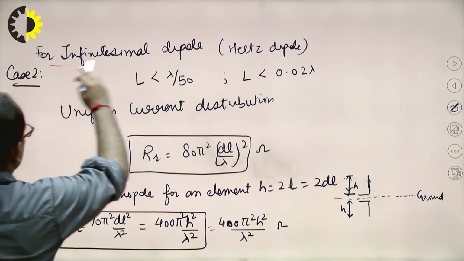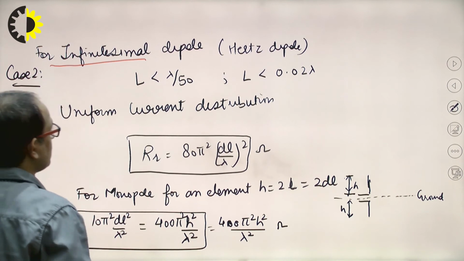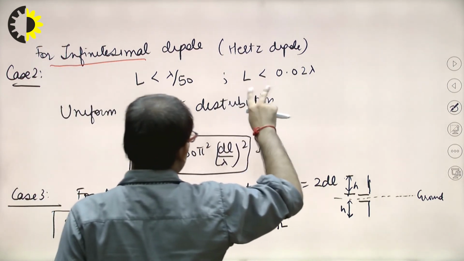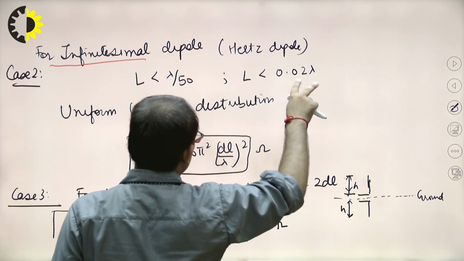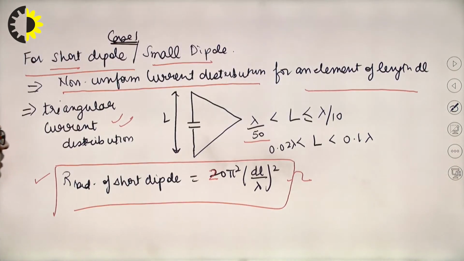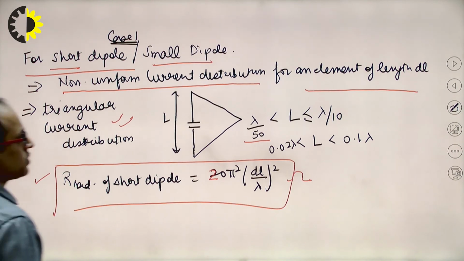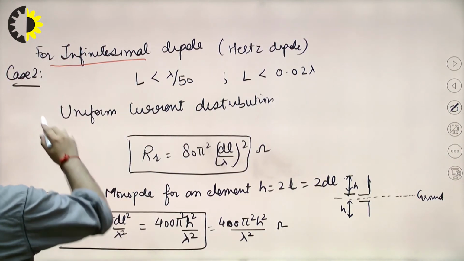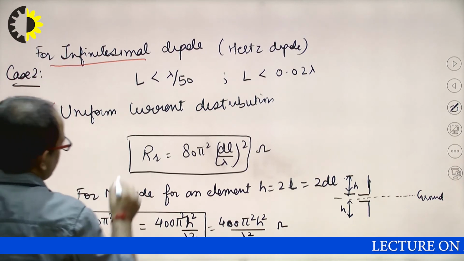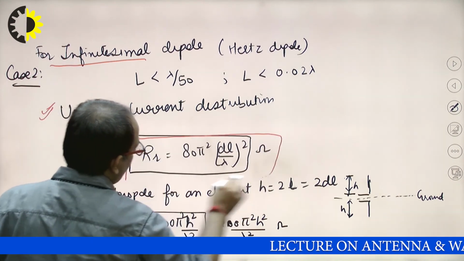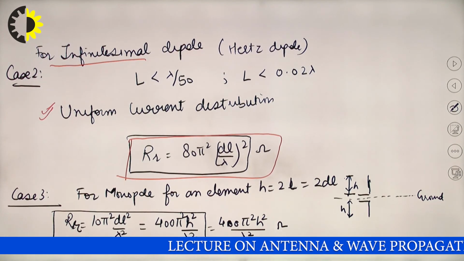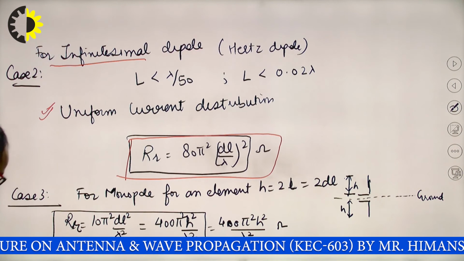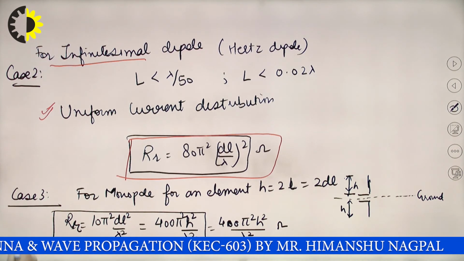Now the second case is the infinitesimal dipole. If the length is even less than lambda by 50, that is L less than 0.02 lambda, then there will be a uniform current distribution, and in that case radiation resistance is equal to 80 pi square dl square by lambda square ohm. Clear?